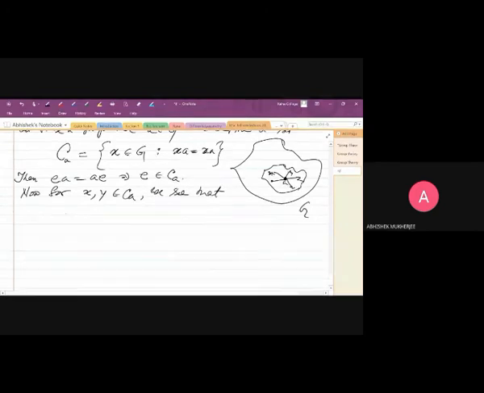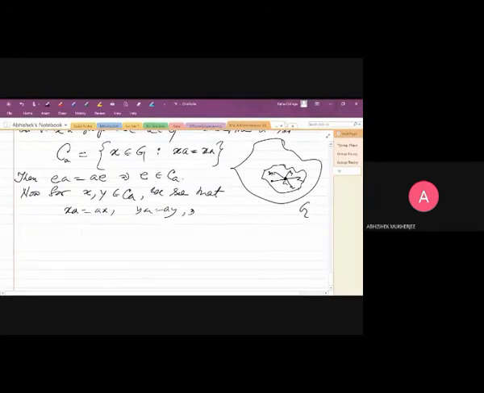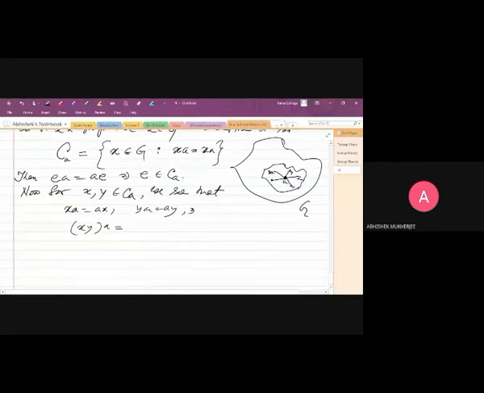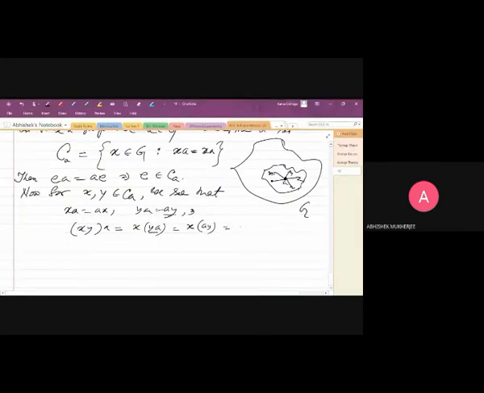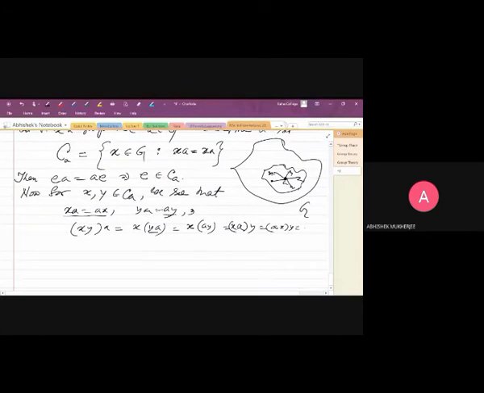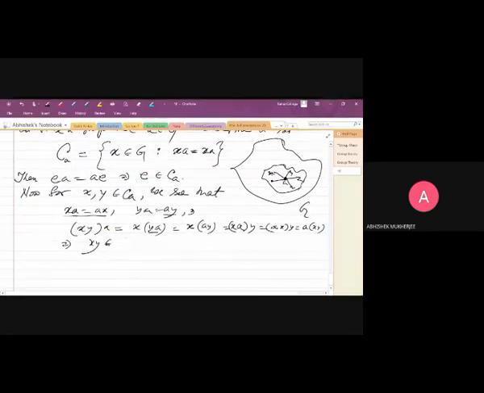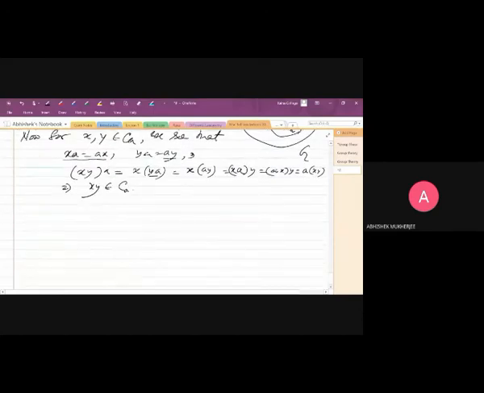So we see that xa equal to ax, ya equal to ay implies xya equals x(ya) using associativity. Now ya turns out to be ay. And then again applying associativity it will be (xa)y. Then xa equals ax, so it is axy. Again applying associativity you have a(xy). So that means xy commutes with a. So this implies xy belongs to C_a.